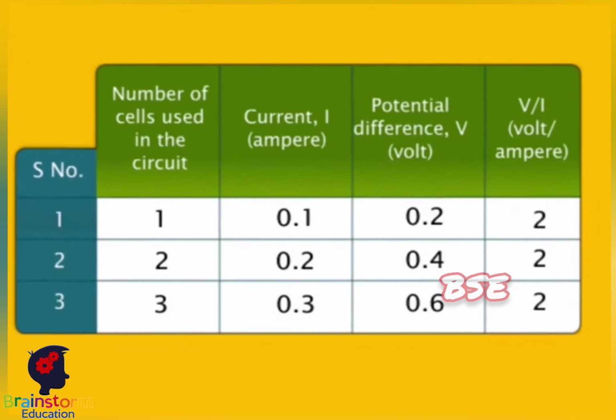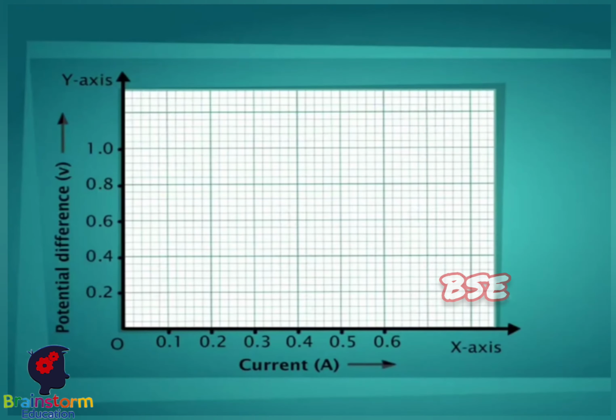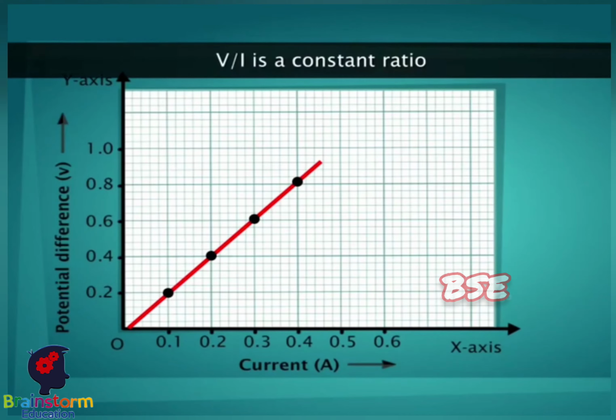Look at the ratio of V to I. V stands for the potential difference between the 2 points measured in volt. I stands for the amount of current measured in amperes. If we plot a graph of V against I, it will look like this. The graph shows that the ratio between V and I is a constant ratio.